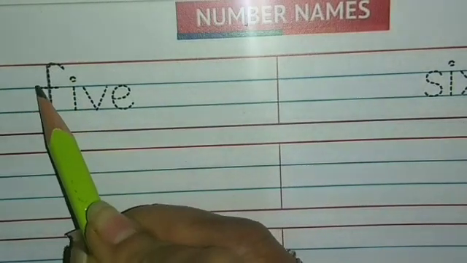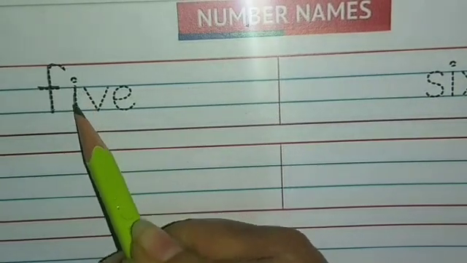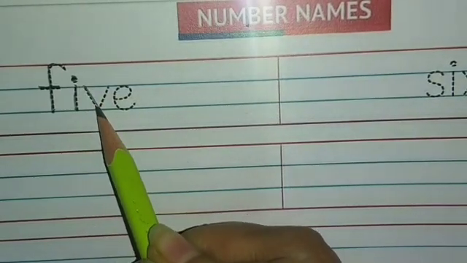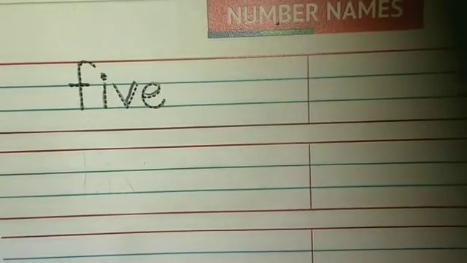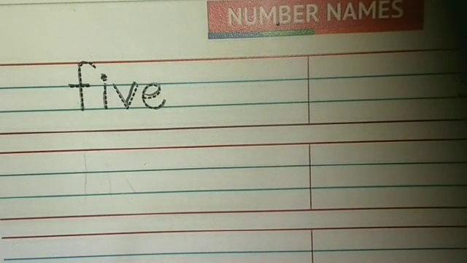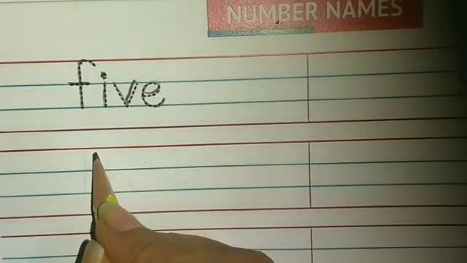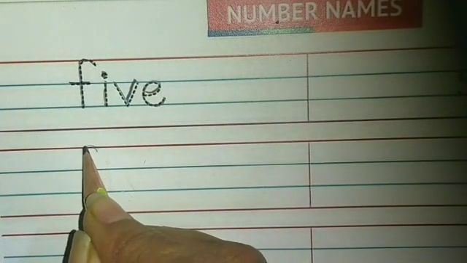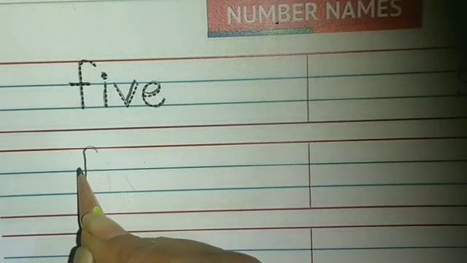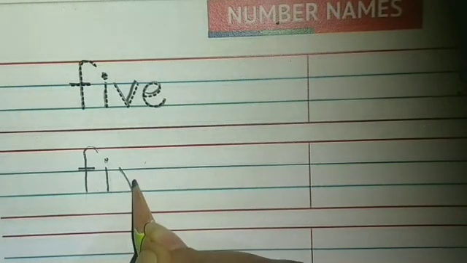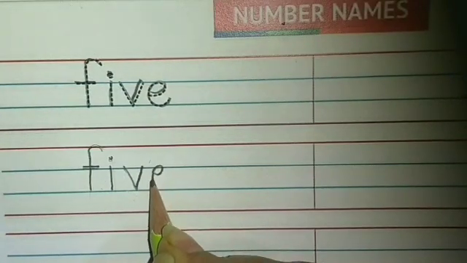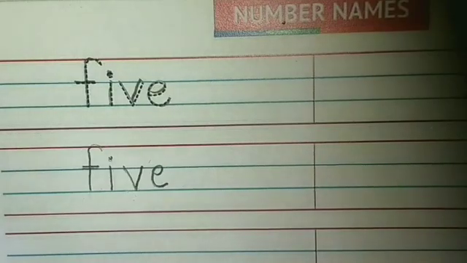F, I, V, E. Now we will write number name 5 in the next line. Okay? Like this. F, I, V, E. F-I-V-E 5.